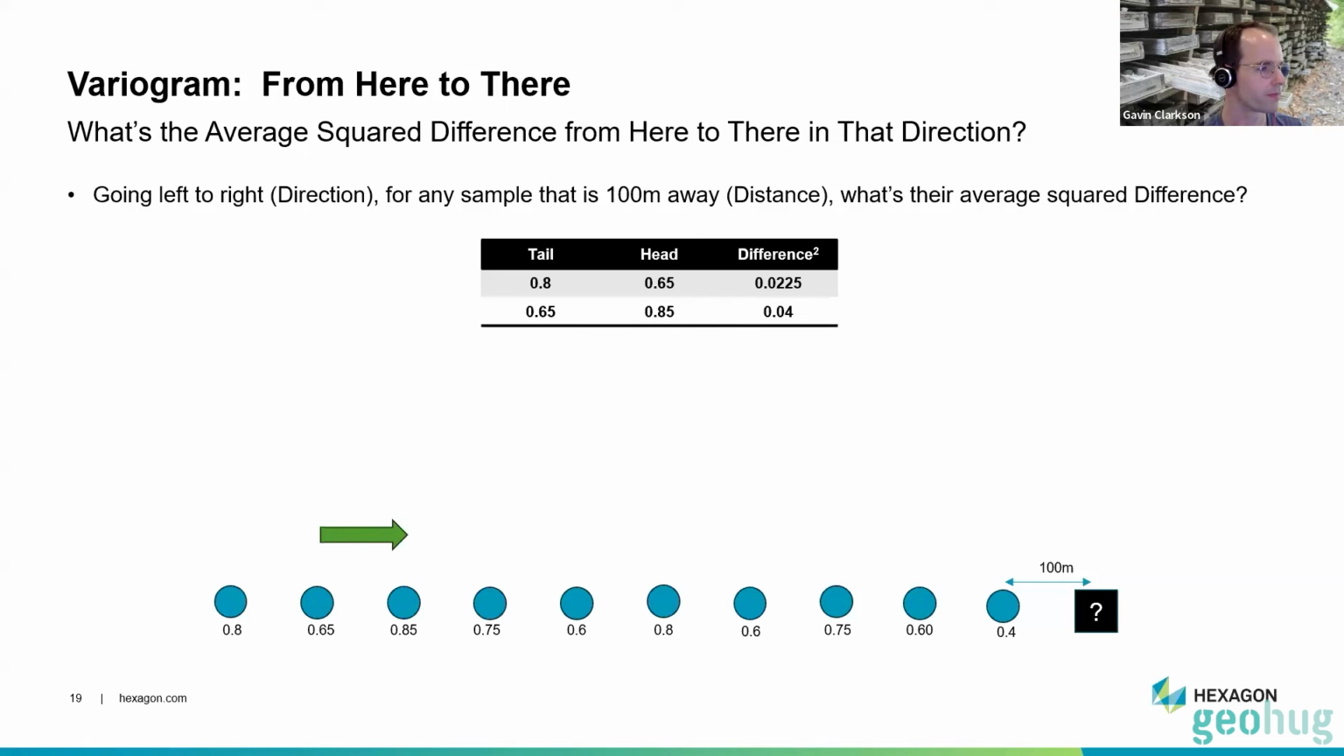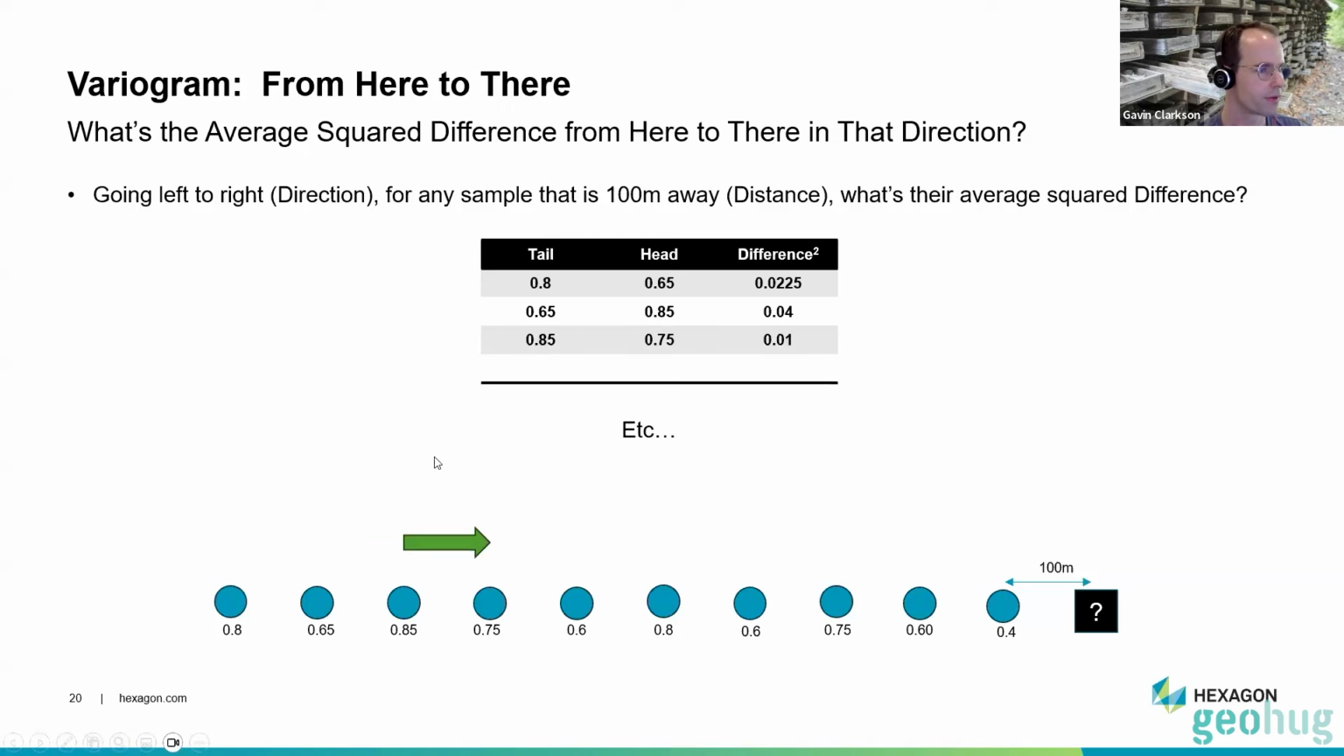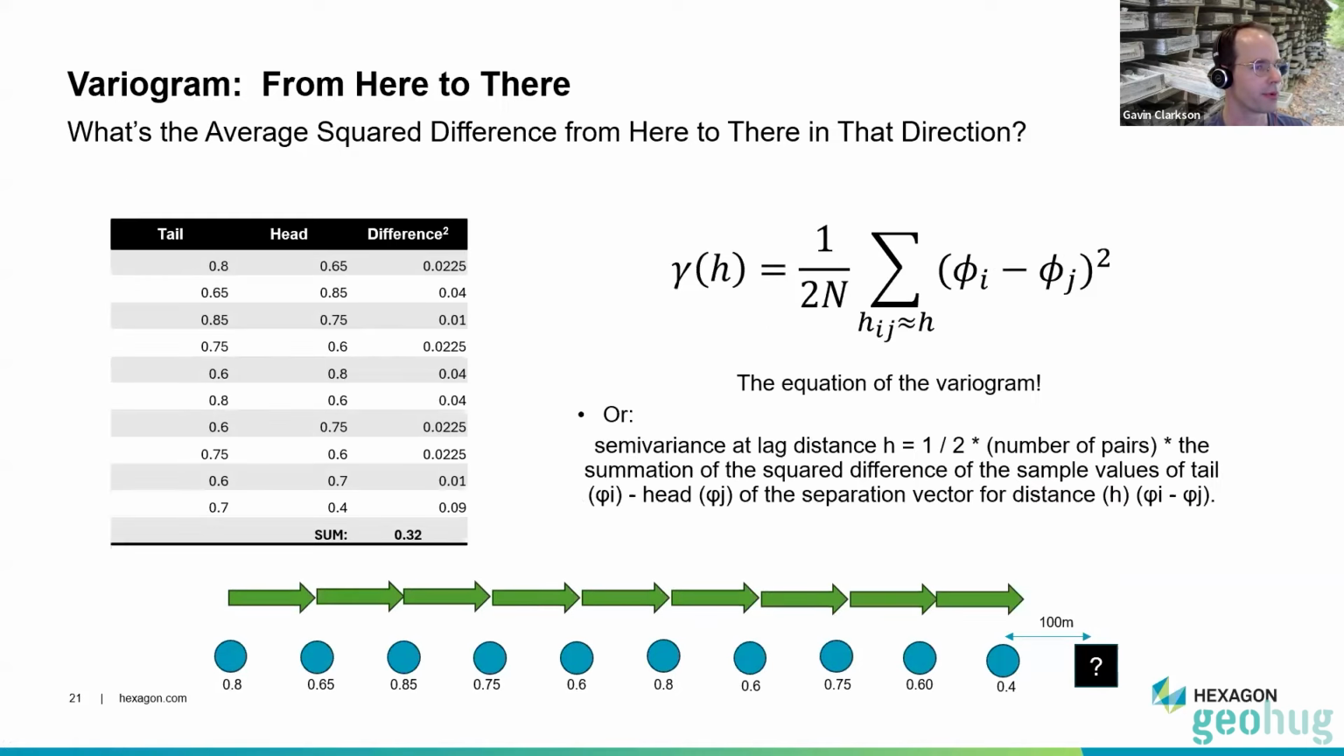And I'm going to move down the row. Now my tail value is 0.65 and my head value is 0.85. And I'm going to move down the row. My tail value is 0.85. My head value is 0.75. And I'm going to do that for every point set in this direction at this distance. So every sample that's separated by 100 meters. Until I get a table that looks like this.